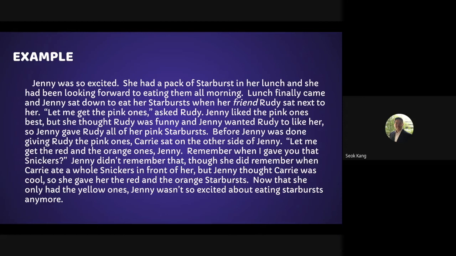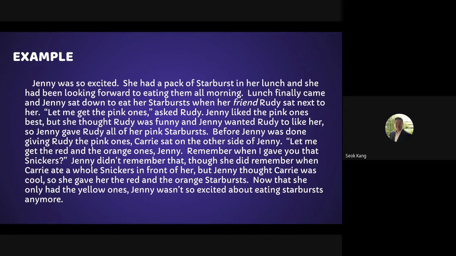So what's happening in this text is Jenny has a pack of Starburst for lunch. And again, not a healthy lunch, but it was fine. And then Rudy and Carrie come up to her asking for a Starburst. And Jenny likes them and wants them to think that she's cool, so she gives them the Starburst, right? That's basically what's happening in the text.